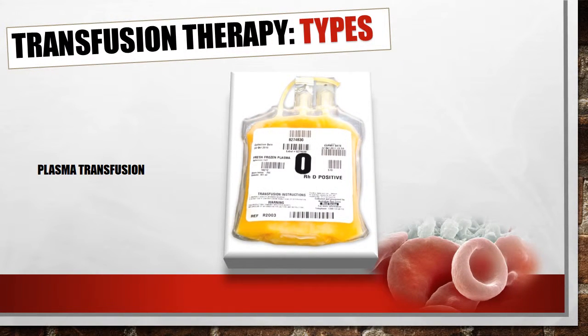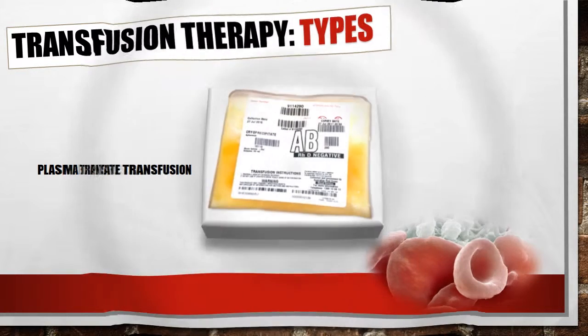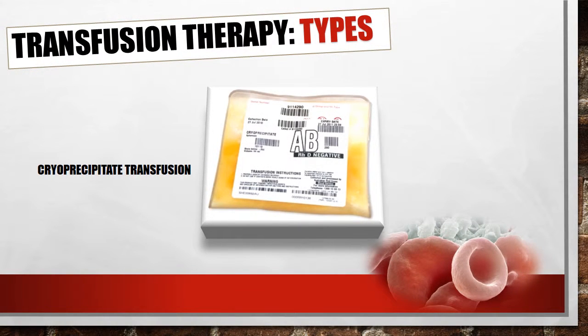Plasma may be given to a patient to replace the blood volume. Usually, this is given as fresh frozen plasma, or FFP. It is frozen right after donation, and this is what would be given to the patient. Cryoprecipitate transfusion. Cryoprecipitate is a plasma derived product. It's composed of clotting factors and fibrinogen.